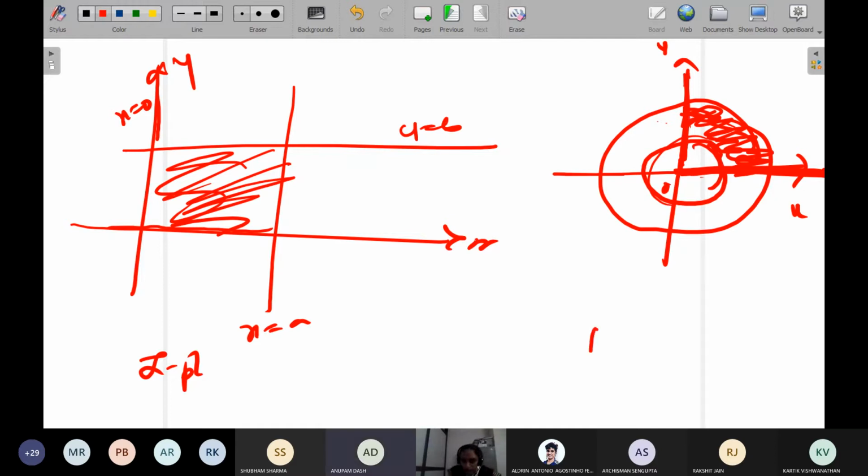Ma'am, in the W plane, the line v equals u tan b is also there. I didn't draw that, right? Oh yes, that line is passing through the origin, right? Correct. Wait a minute. What all did we get?